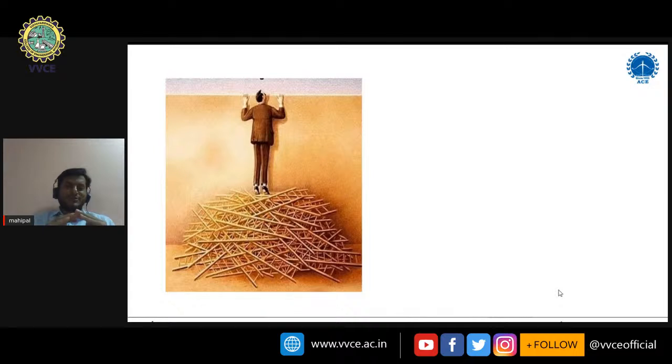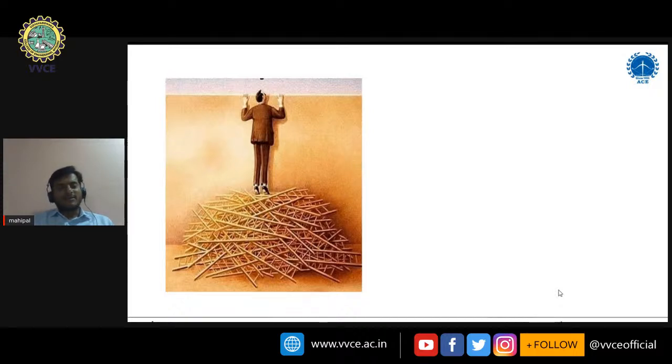If you look at this picture, you see a person. Of course, I'm showing a male person here, but any gender can put themselves in that position. If you observe this person closely, he's fully ready to take up the challenges of the real world. He's very well dressed, neatly groomed, everything is ready. But he is standing on ladders which are not arranged properly. And if you observe, there are many ladders, not one or two ladders. There are many ladders.